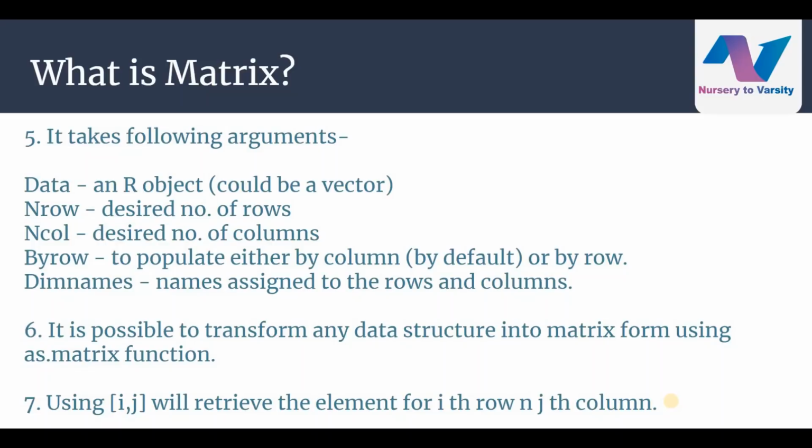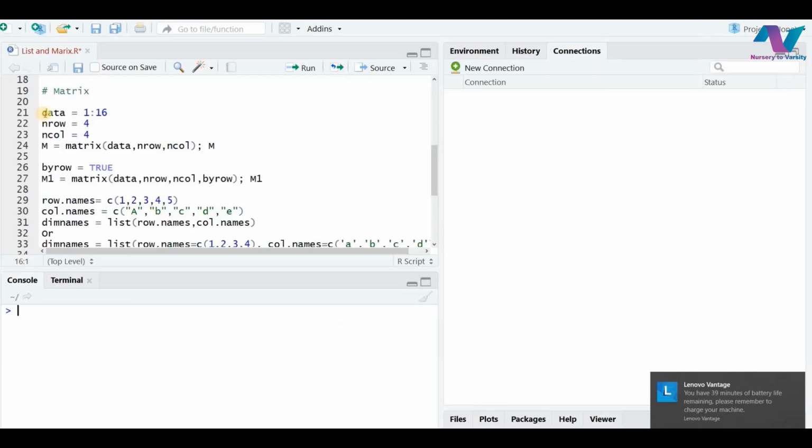So let's look into its practical implementation. Matrix. What I have done is I have taken the parameters first. So we have taken the data, number of rows, number of columns. So we have taken just 3 parameters first, right? The data contains the values 1 to 16. Number of rows, we want 4. Number of columns, we need 4. Now using the matrix function, we are entering the parameters data, nrow, and ncol.